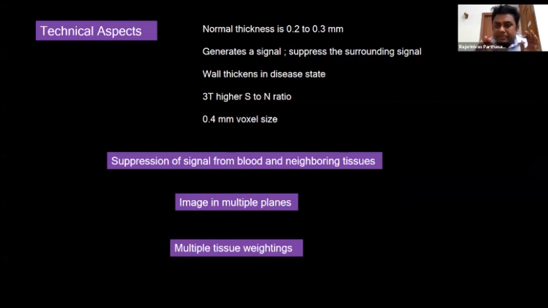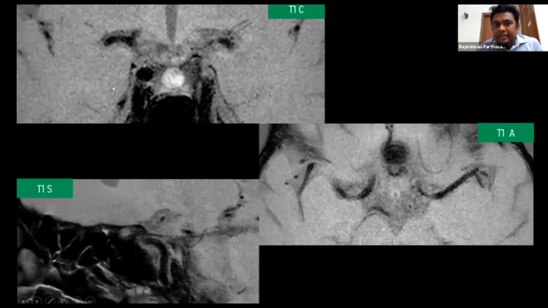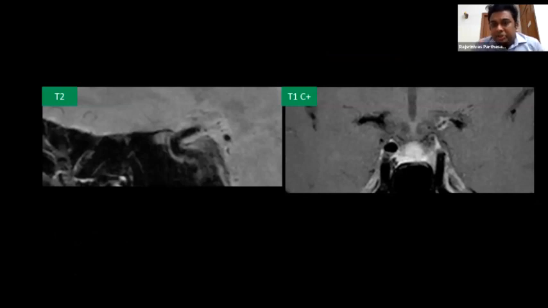So the key principles are, one, you suppress signal from within the arterial lumen and from the surrounding neighboring tissue. The second thing is you have to image in multiple planes, the coronal, axial, and sagittal planes, and use multiple tissue weightings. Say, for example, in this particular slide, I show T1 coronal, T1 axial, and T1 sagittal images. And when I say multiple tissue weightings, we use T2 imaging as well as T1 post-contrast imaging to identify the type of pathology.